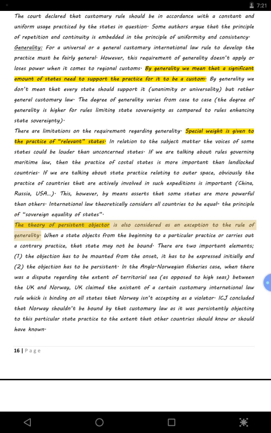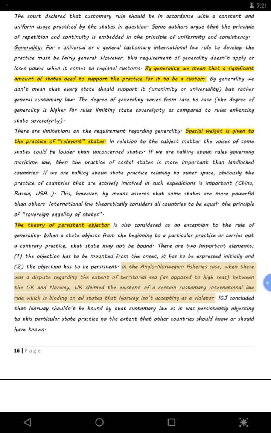The theory of persistent objector is also considered as an exception to the rule of generality. When a state objects from the beginning to a particular practice or carries out a contrary practice, that state may not be bound. There are two important elements. 1. The objection has to be mounted from the onset, it has to be expressed initially, and 2. The objection has to be persistent.